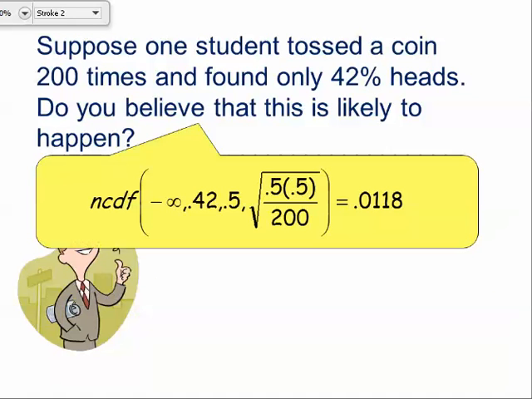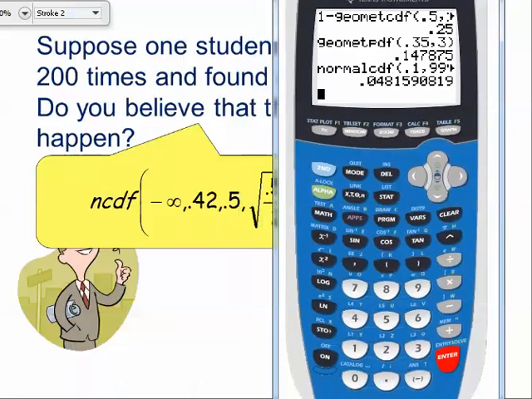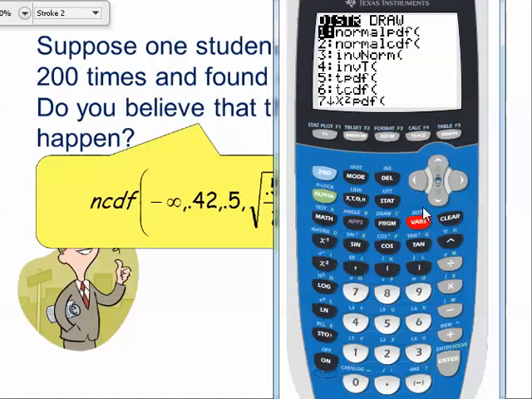Okay? So they're saying that our sample proportion is going to be 0.42. Our lower limit is some infinite number, we really don't care. Our normal percentage is 0.5, and we can find the standard deviation using this formula right here. So I want to actually key that one in and just show you that this does work, okay? So we do normal distribution. I'm sorry. Go ahead and do a normal CDF here.